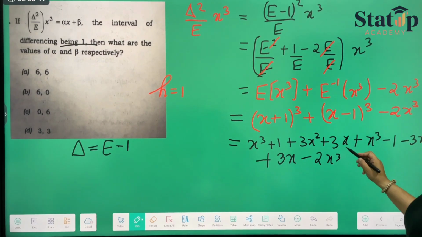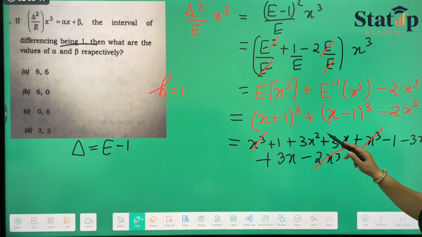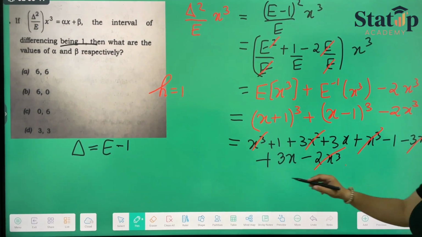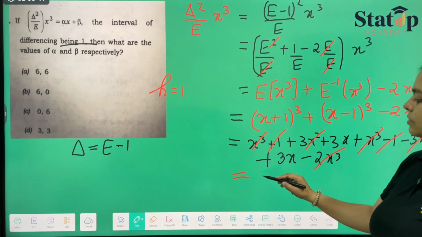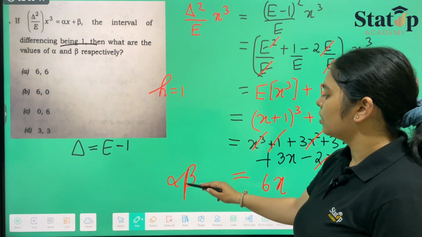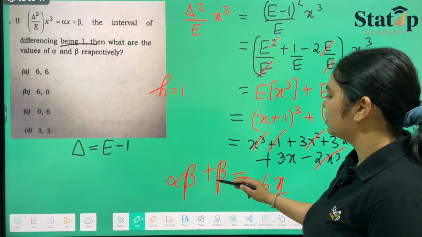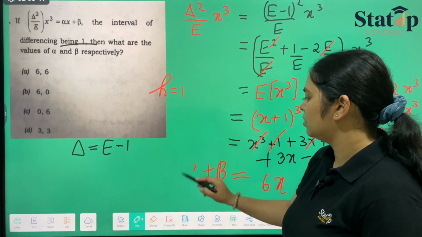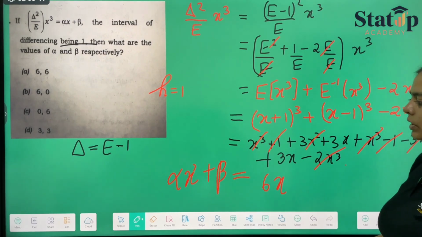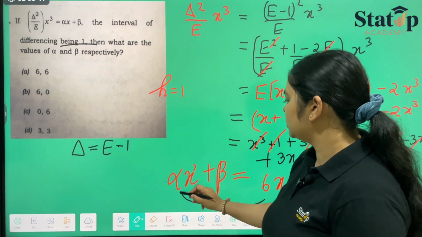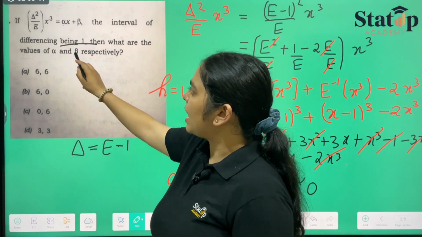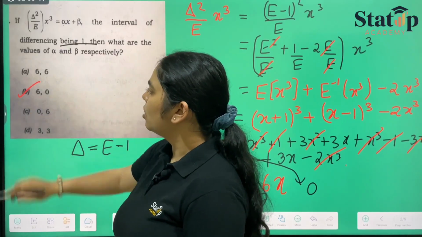Now all the terms that are common, minus 2x cube, x cube, x cube get cancelled, and minus 3x square plus 3x square, and minus 1 and plus 1 cancel, and we are left with 6x. We have to equate it with alpha x plus beta. Here on comparing both of the things, we get the value of alpha is equal to 6 and beta is equal to 0. So the values of alpha and beta respectively are 6 and 0, which is our option number A.